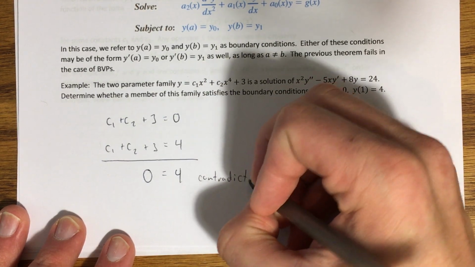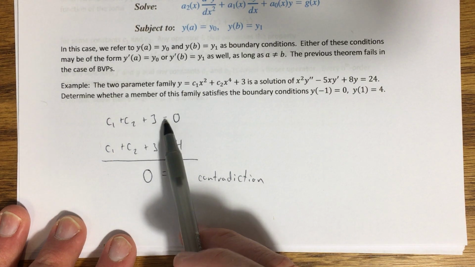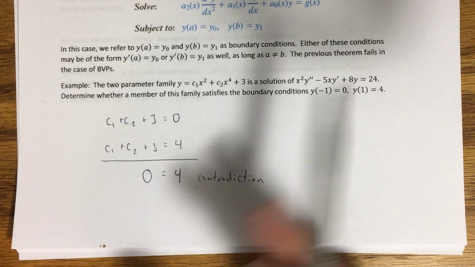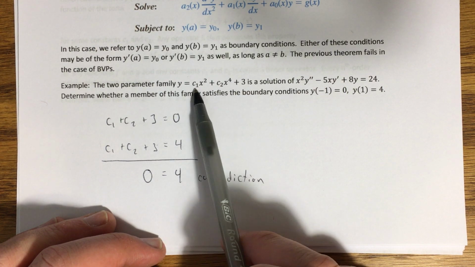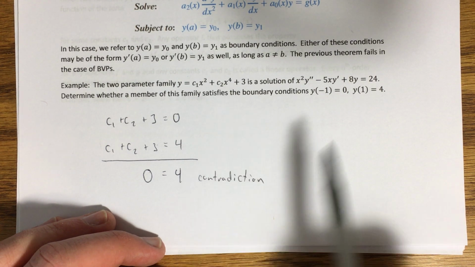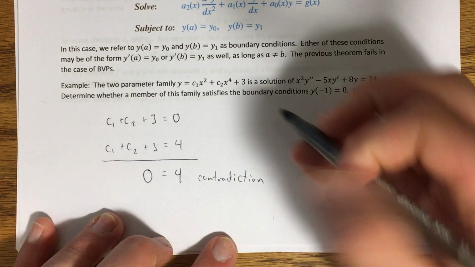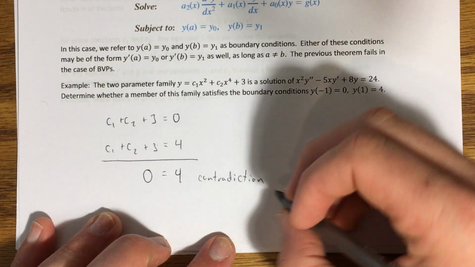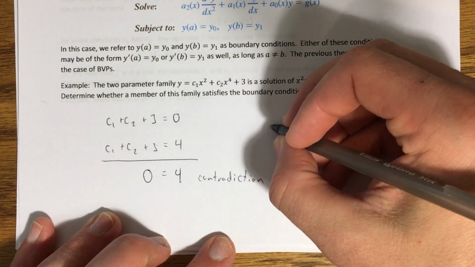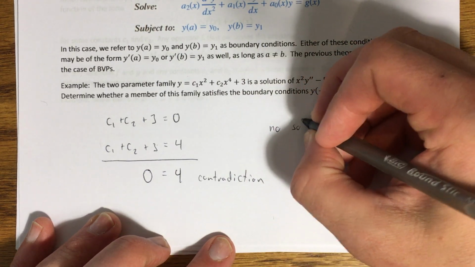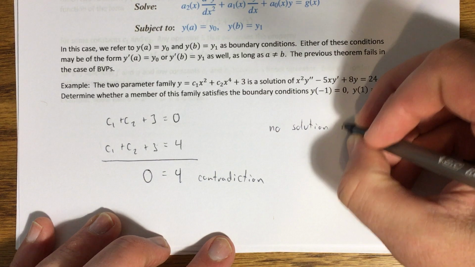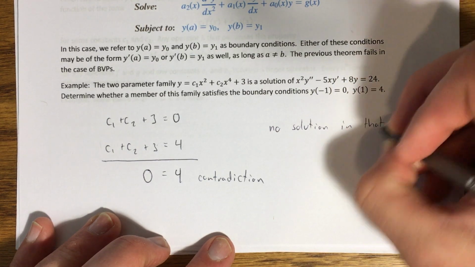Okay? What that means is that this system of equations has no solution, which, taking that back one step further, means there are no parameters that I could plug into this family of solutions that satisfies this. So this does not satisfy these boundary conditions. So I would say no solution in that family.